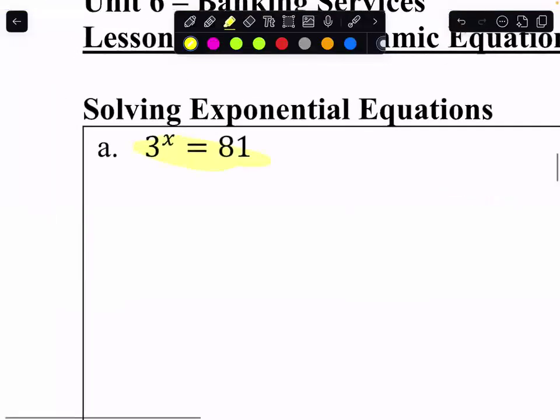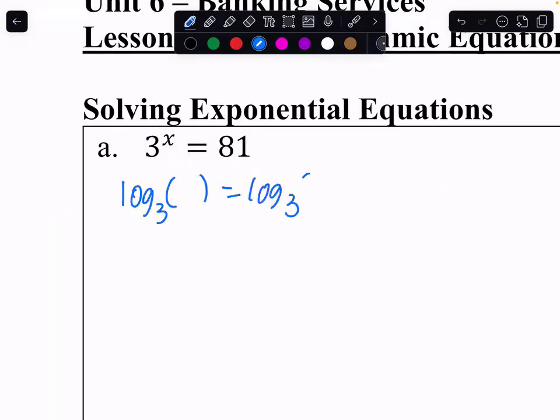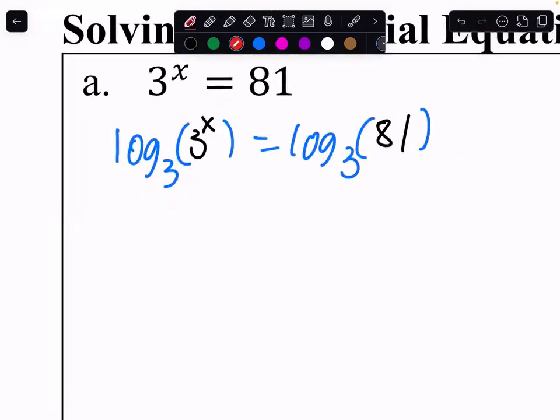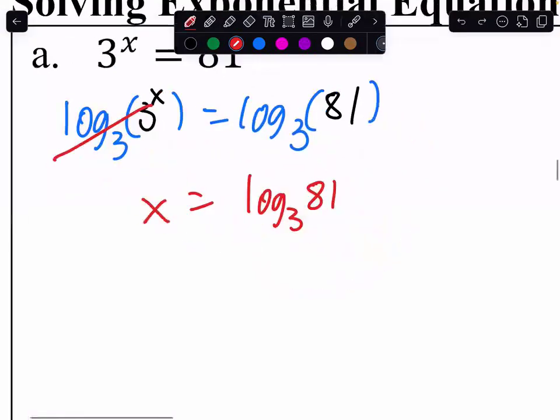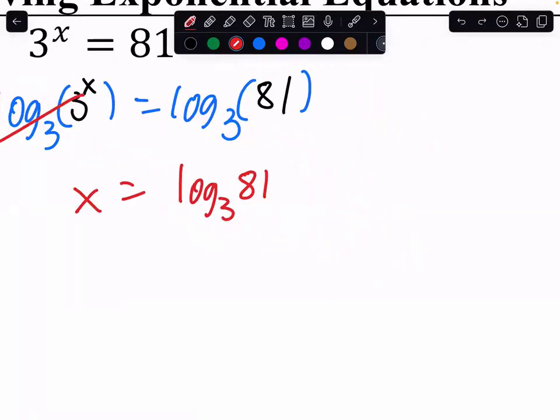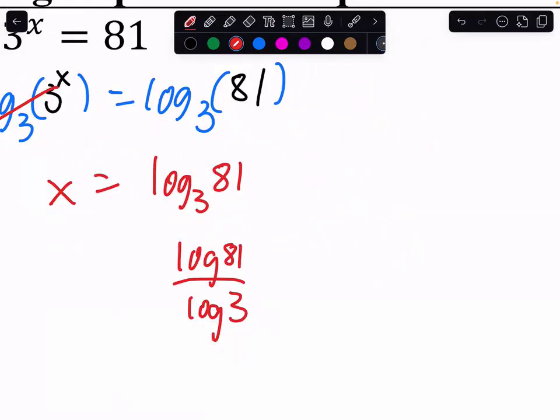Okay, so for problem A over here, we need to cancel out the 3, so we would do log base 3 of both sides. Log base 3 of 3, again, the whole point is that it cancels out, leaving the x behind. Here, it doesn't cancel out, it just stays. But we can now try to simplify this value. Again, you could use a calculator. You could rewrite this as log of 81 over log of 3 and type it into your calculator. And this one actually ends up being 4.